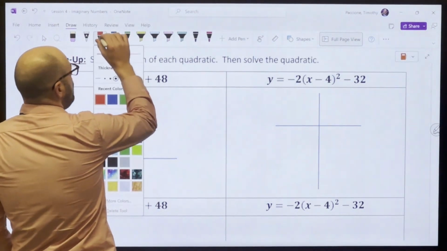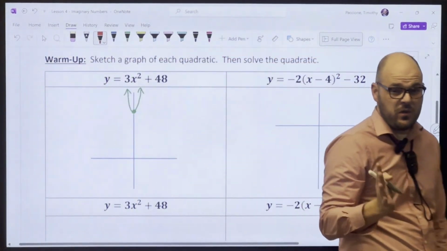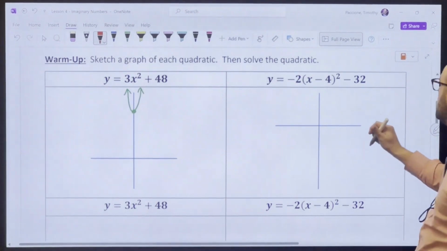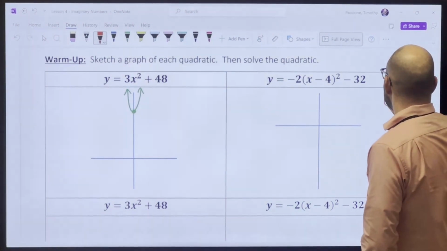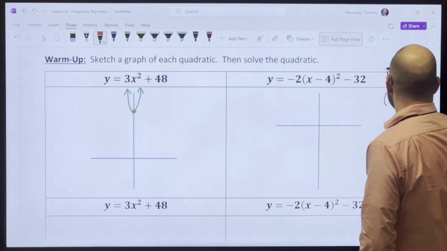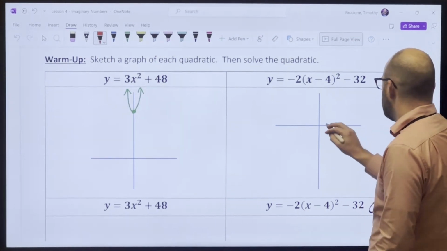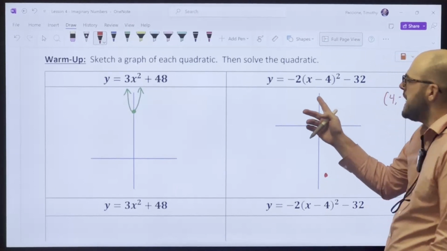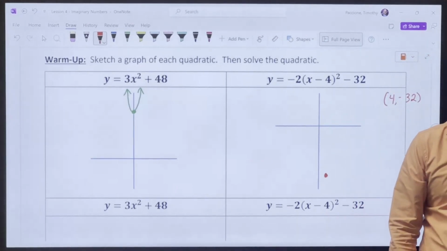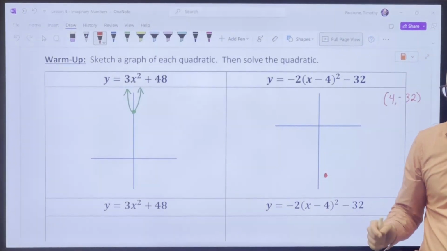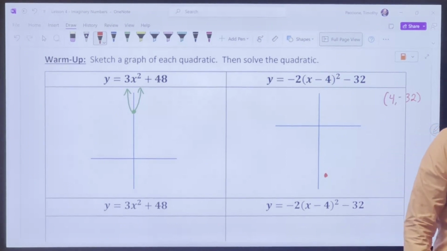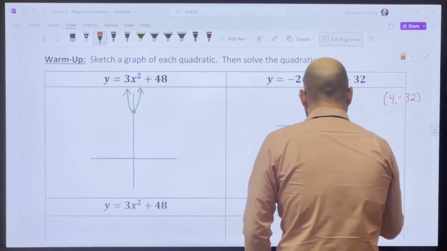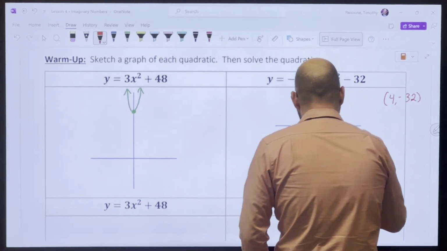Okay. So this other one, well, this is in vertex form. So what's the vertex here? Yeah, 4, negative 32. So you just kind of estimate over a little bit, down a lot. And then the negative 2 out front tells you it's going to stretch and flip down, right? So it's going to kind of look like this.